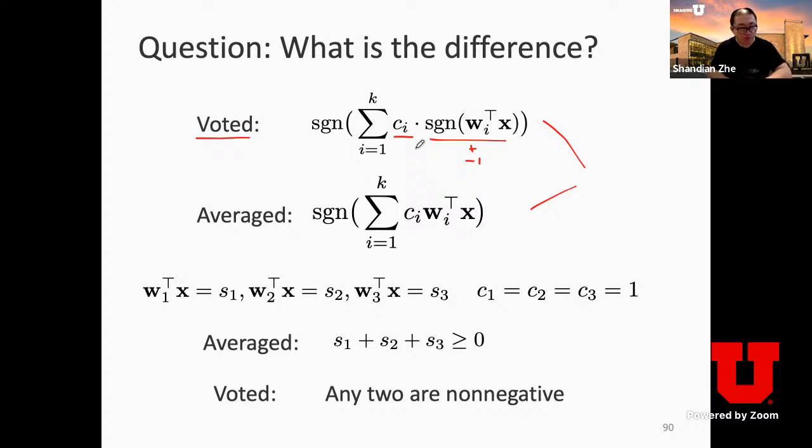But for the average perceptron, because we are never able to store the Wis and Cis explicitly, we just store their summation implicitly. So when we make a prediction, we essentially calculate the voted summation of the prediction scores rather than prediction labels. And then finally look at the voted prediction scores and look at the sign.